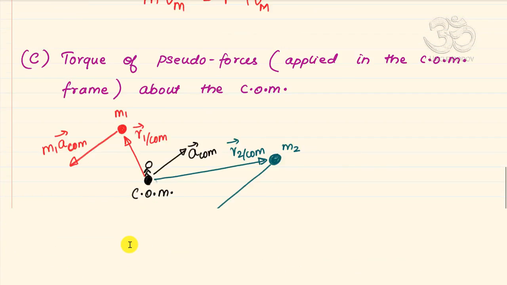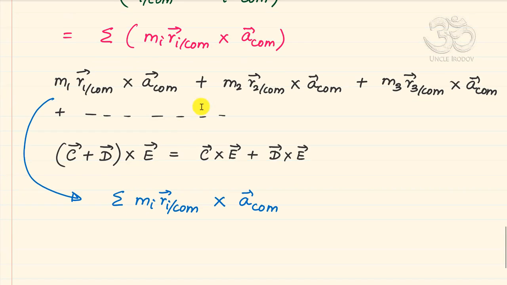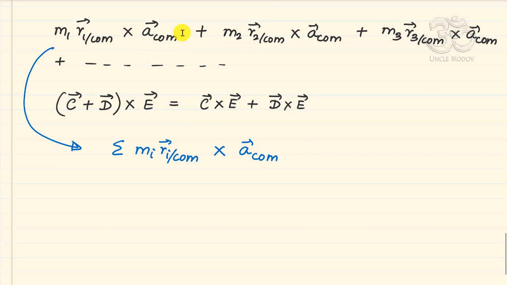So instead of opening up the bracket and doing this term by term, I just take that acceleration of center of mass common. I get a huge summation inside the bracket like this. This is the C plus D bracket part, and this term is 0. When you have 0 cross something, you are going to get a 0. Therefore this entire term is going to be 0.